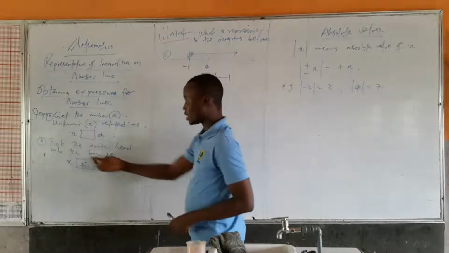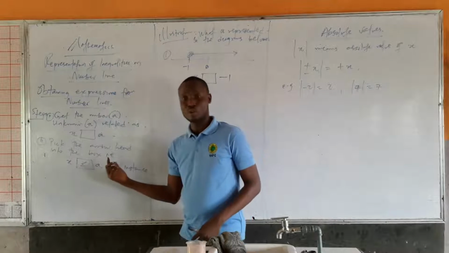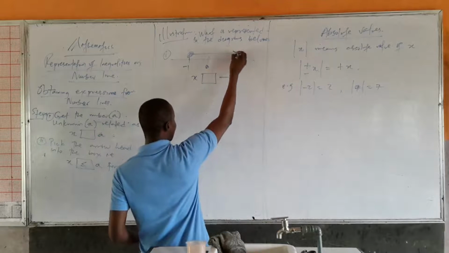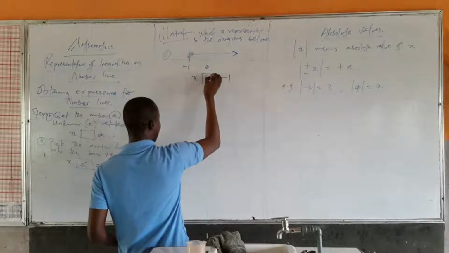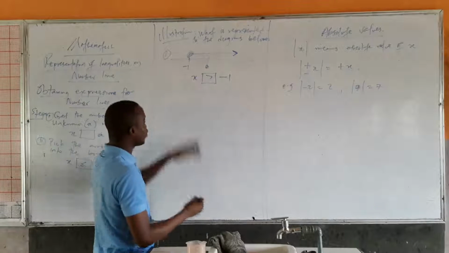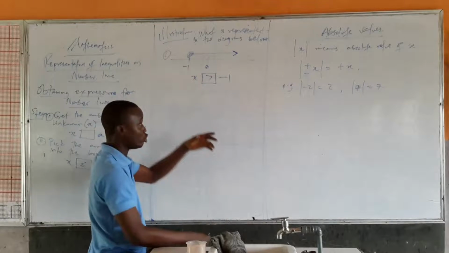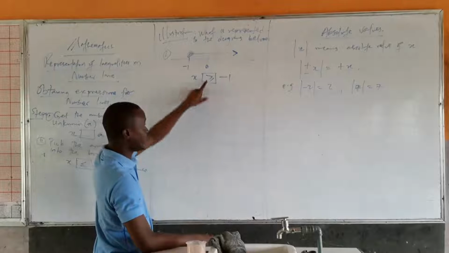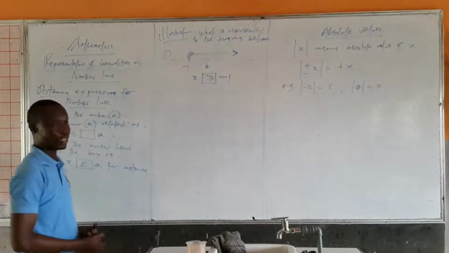Then what's the next step? The next step is that I'll pick the arrowhead into the box. Look at the arrowhead. What's the arrowhead we have here? Greater than. So I'll pick it here. But you now observe this circle here, the null. In the earlier video I told you, if the null is shaded, then you add equal to it. If it is not shaded, then you just leave it as the arrowhead.